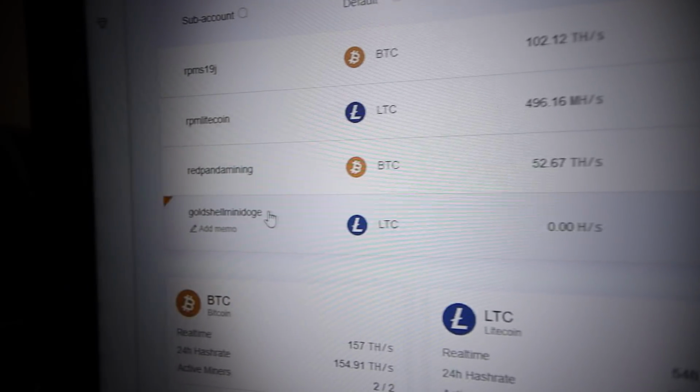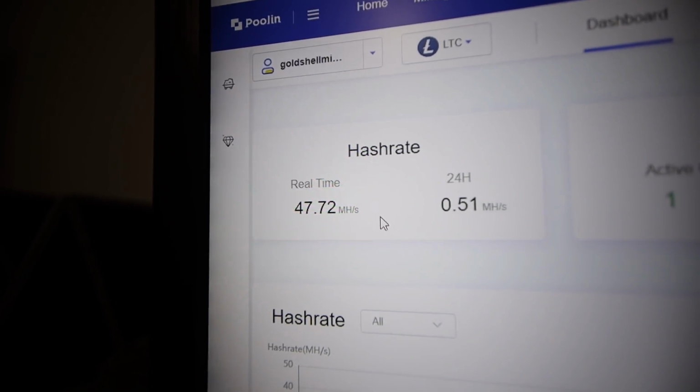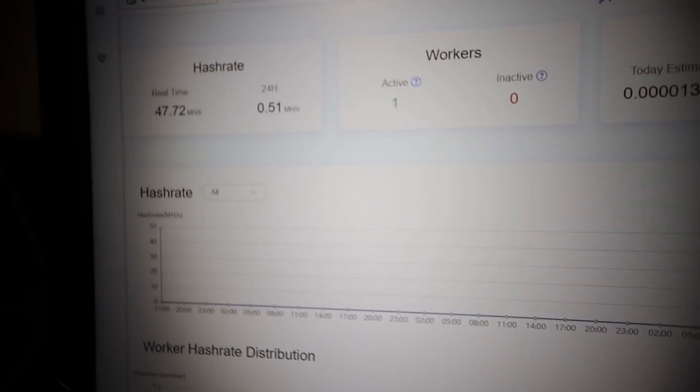Right now it looks like the real time hash rate is not at the top yet. It's just started. Okay, so we should see something really soon.